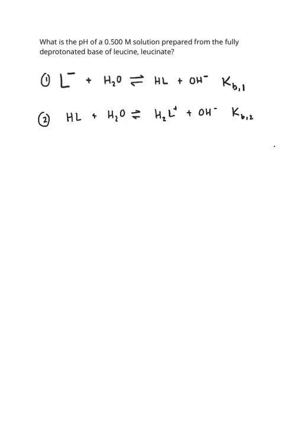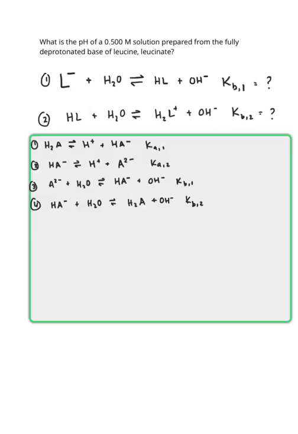We weren't given explicit information about either KB1 or KB2. So the first thing that we need to do, the first aside that we'll need to take, is thinking about how we determine the value for KB1 and for KB2. So here what I've done as an aside is mapped out a series of 4 reactions representative of some generic diprotic weak acid, H2A. In the first, H2A deprotonates to form a single proton and HA-. The equilibrium constant for this reaction is given as Ka1.